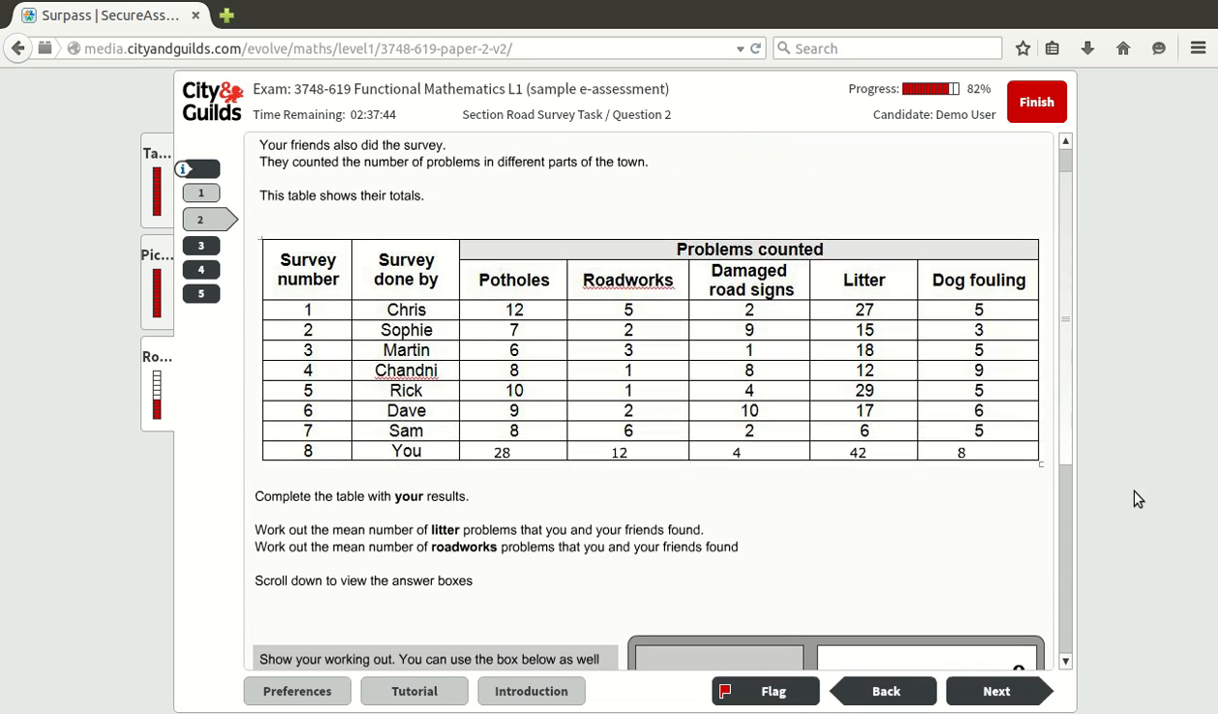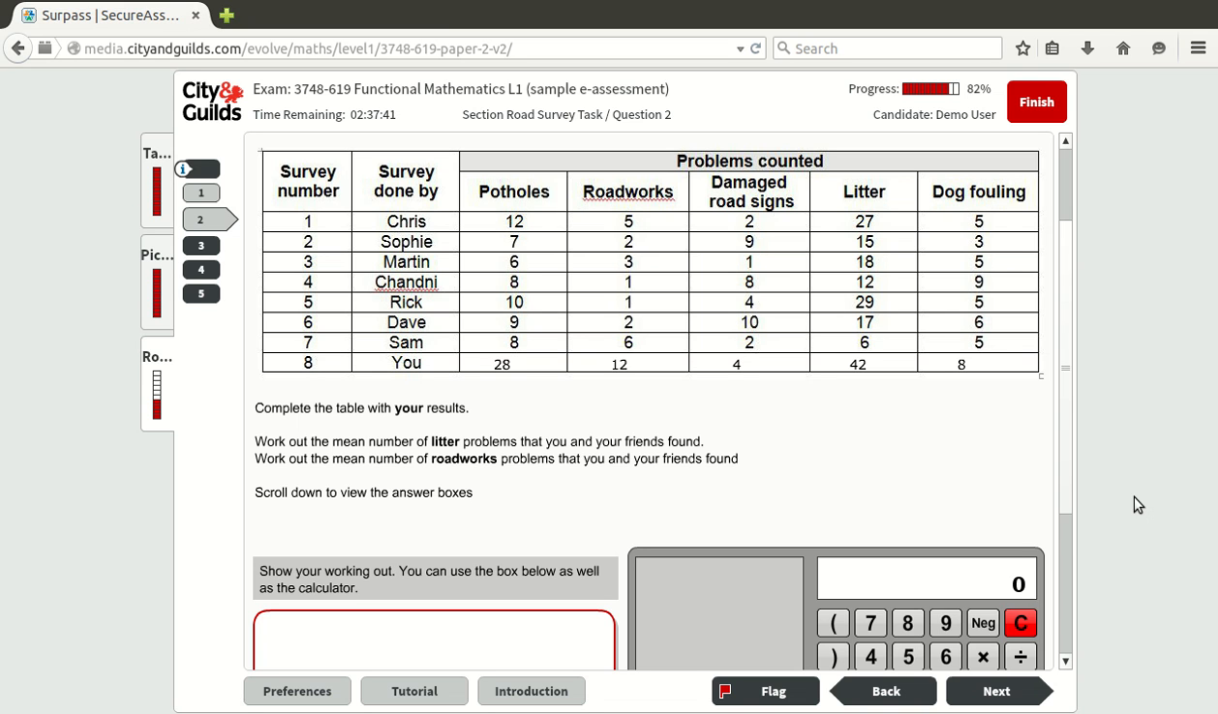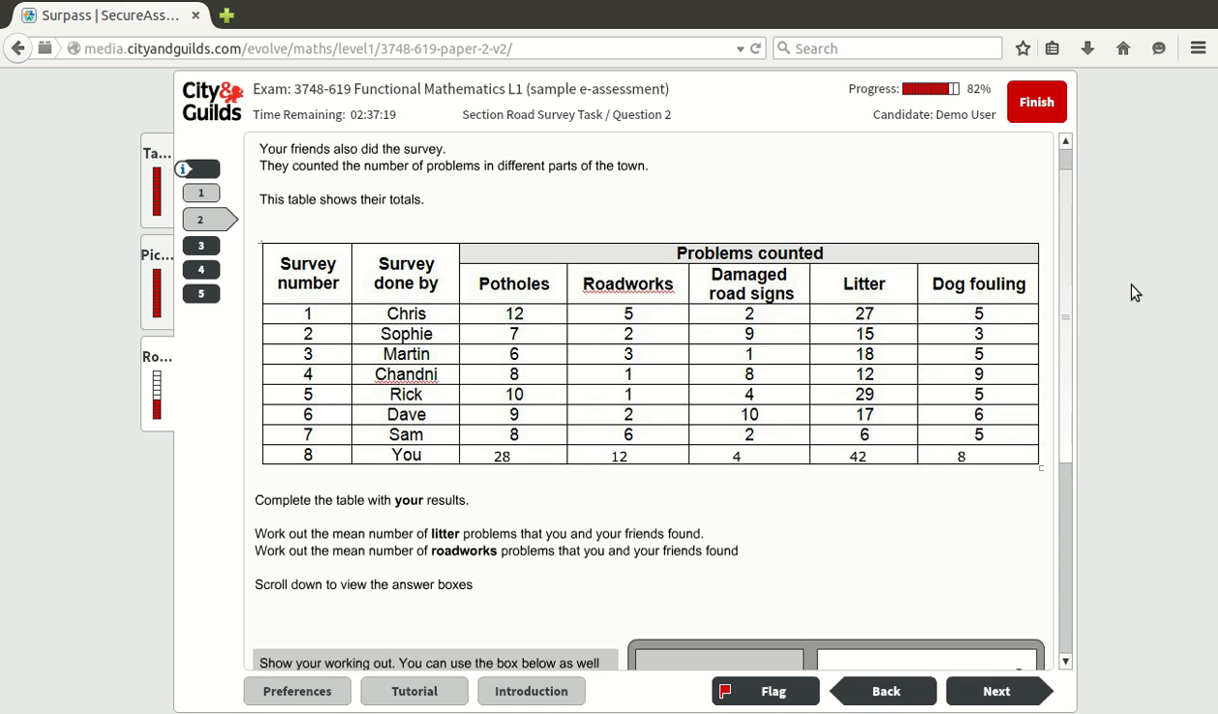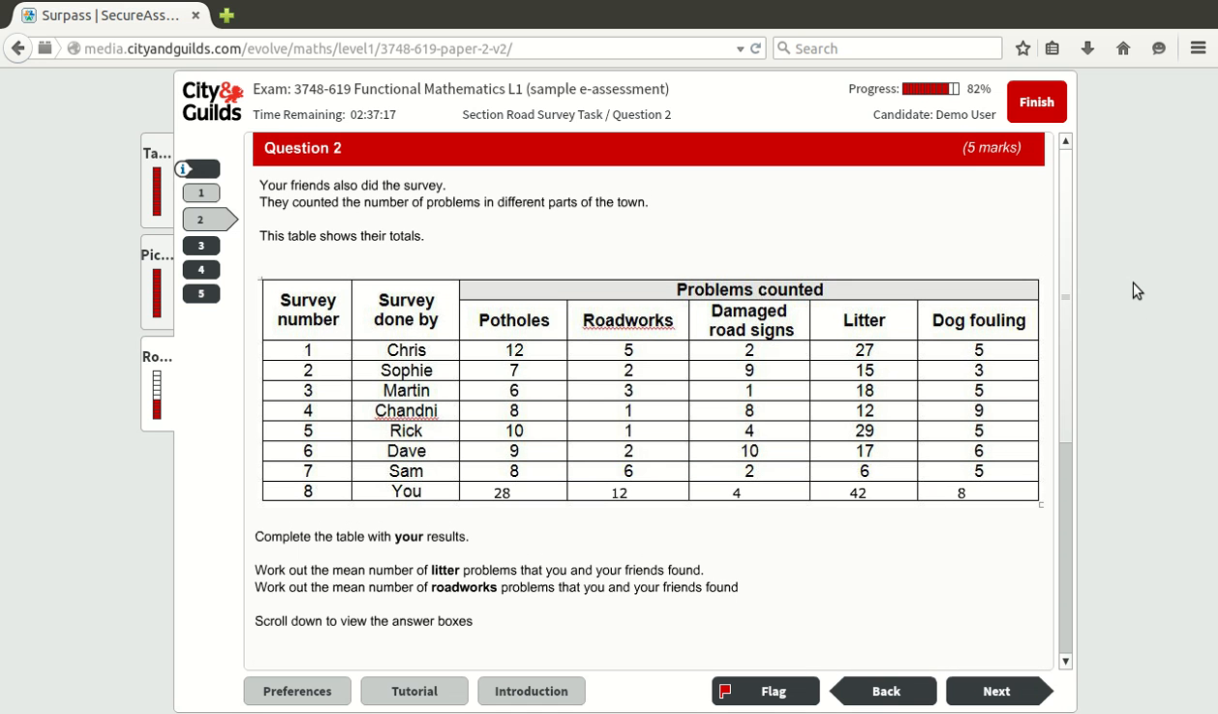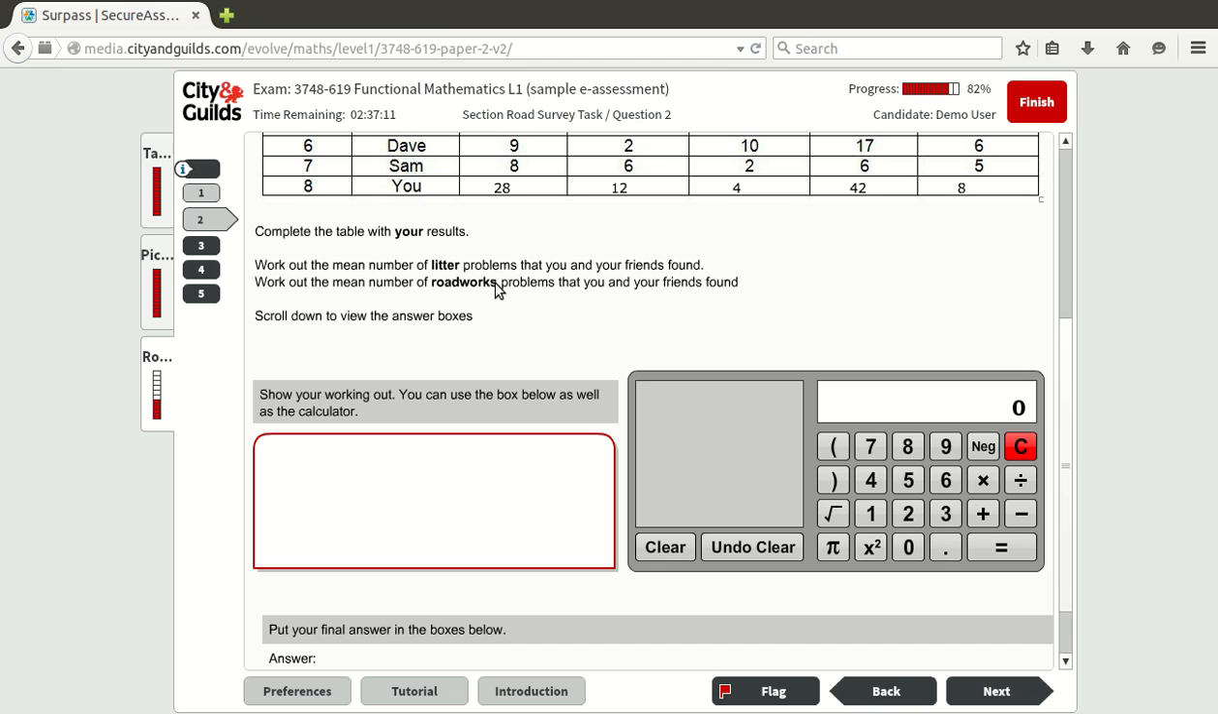Right. So our next thing is to work out the mean number of litter problems that you and your friends found, and then we need to work out the mean number of roadwork problems that you and your friends found. Now, one thing I should also let you know about this test, please pay very careful attention to the words in bold. When you see these words in bold, it means that they want you to be specific. Okay?